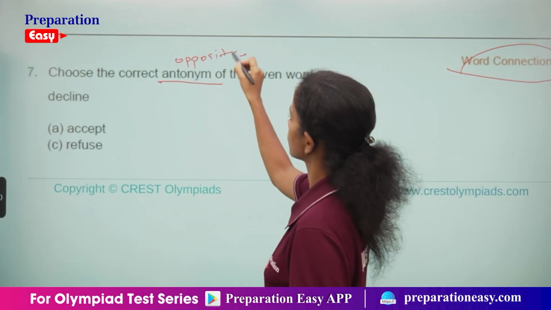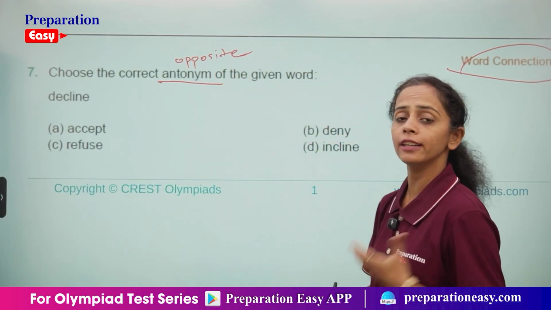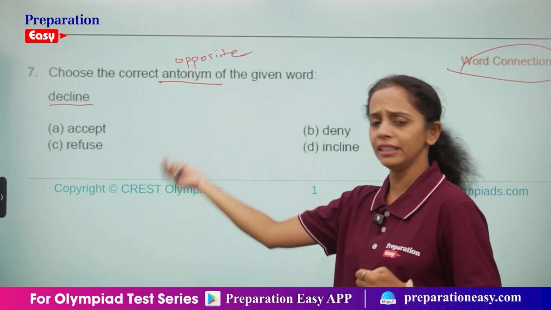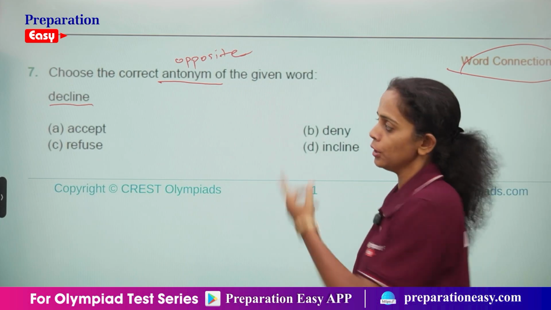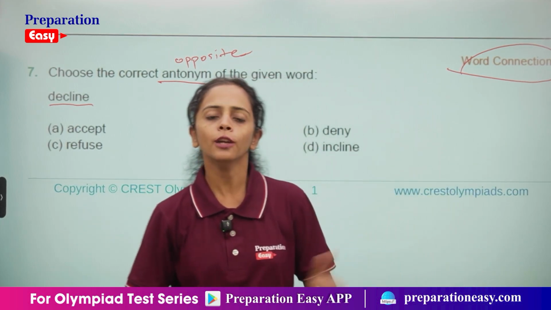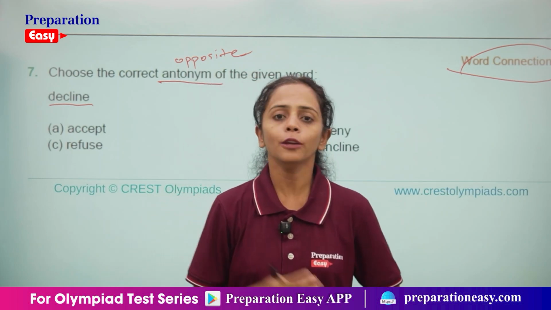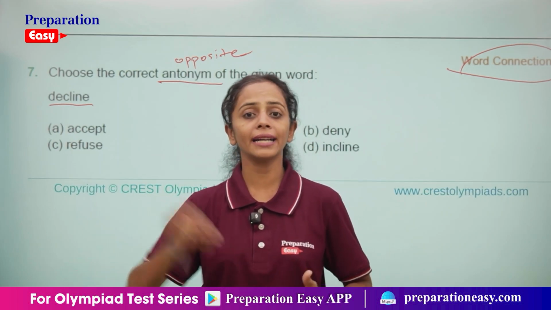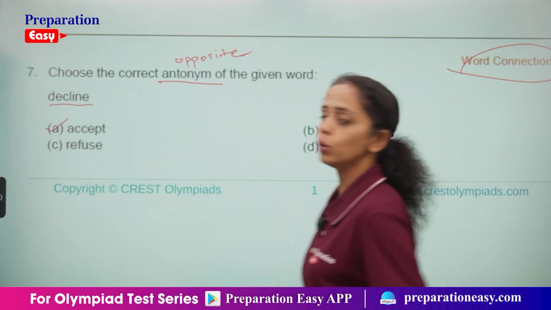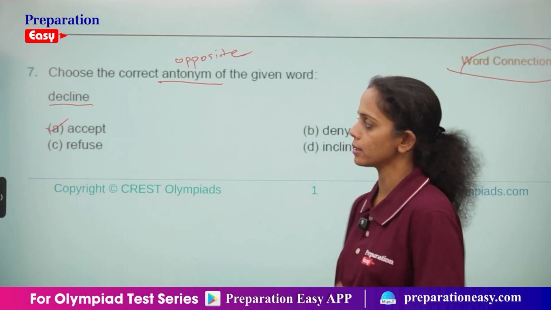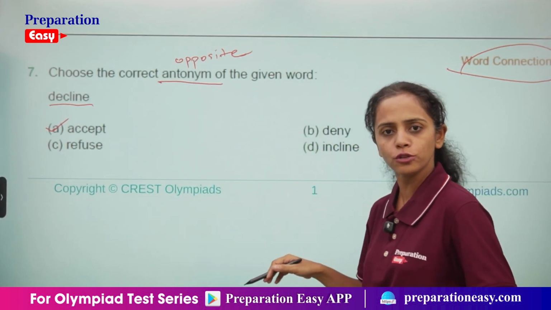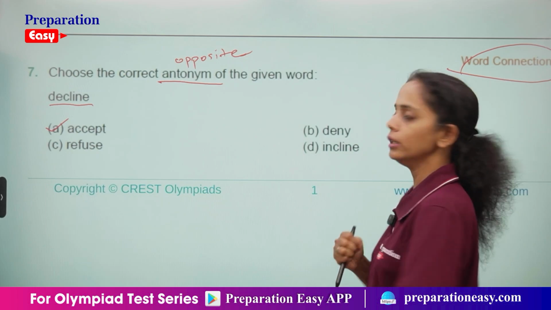Clear? Now you have to find the opposite word of decline. This is the second word. We can't say it's a keyword because it's a question. Clear? So it is decline. Decline means you are refusing to take something. You are refusing to accept something. You are refusing, no, I don't want it. That is decline. Decline's opposite is accept. You have accepted it. You took it. That is accept. Refuse means decline. You have refused to take something from an unknown person. Clear?